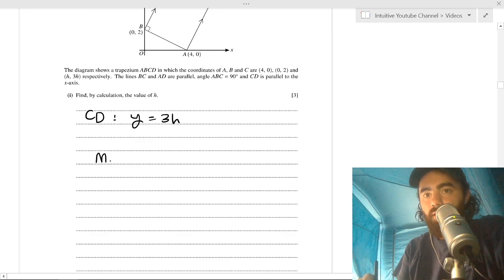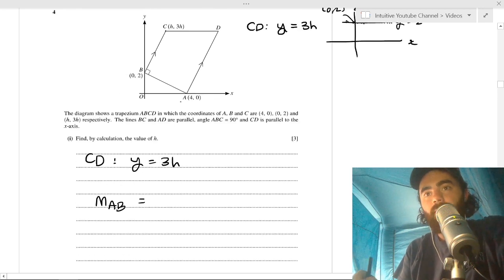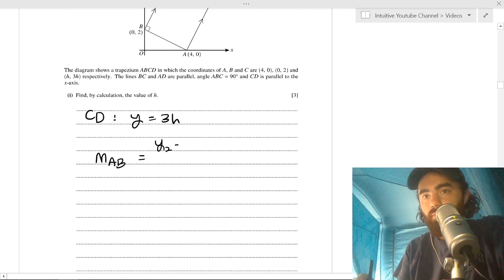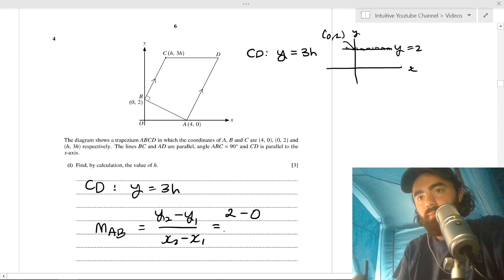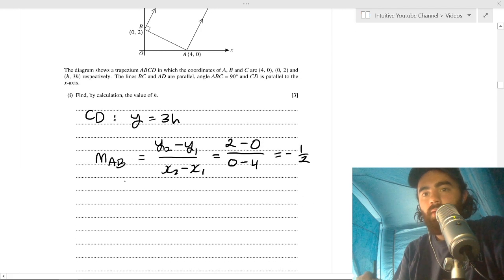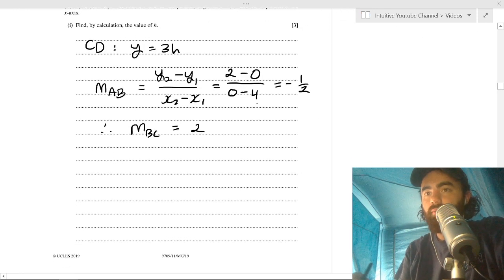So let's find the gradient of AB first, which is y2 minus y1 over x2 minus x1, which is equal to 2 minus 0 over 0 minus 4. So we get 2 over negative 4, which is negative a half. So therefore, the gradient of BC is equal to 2, the negative reciprocal.